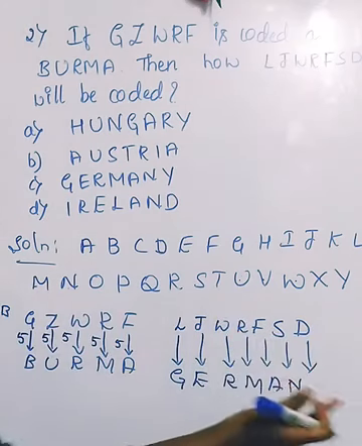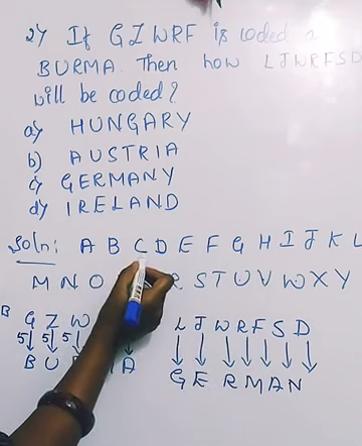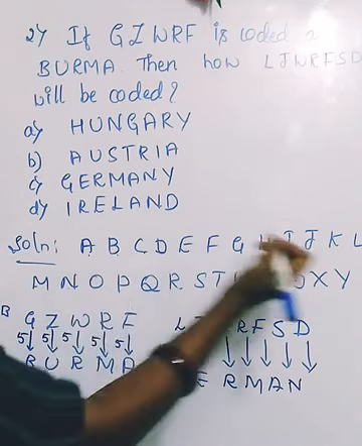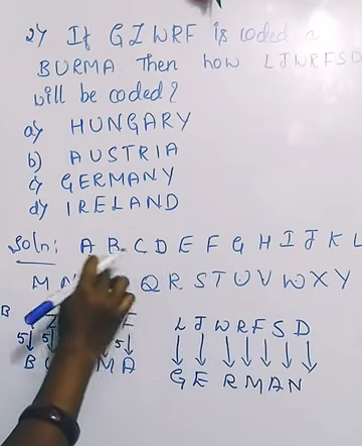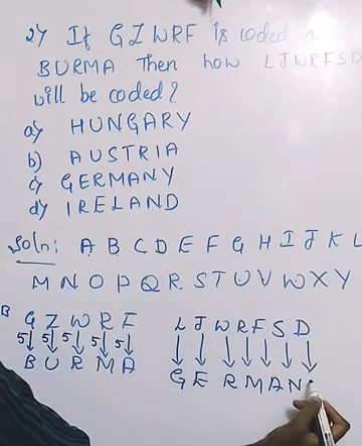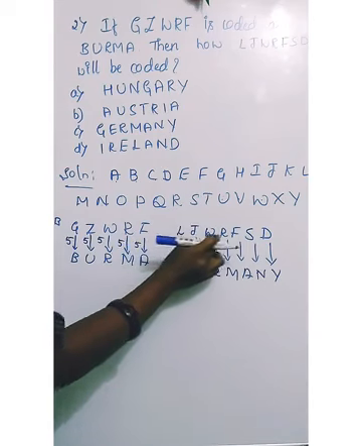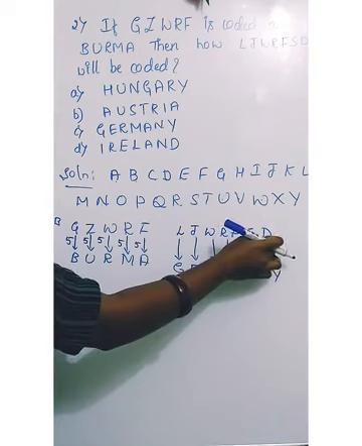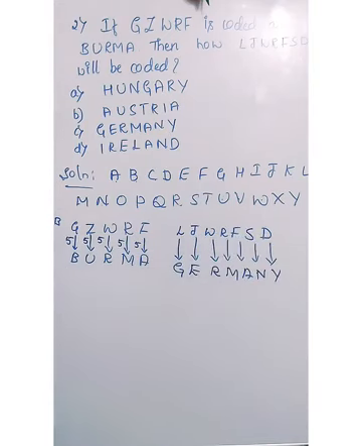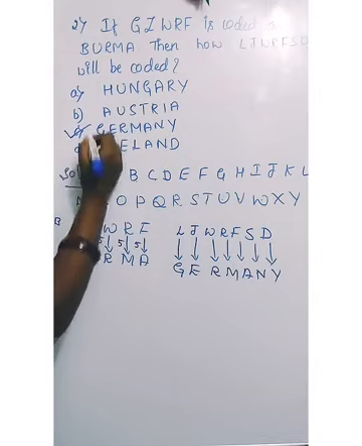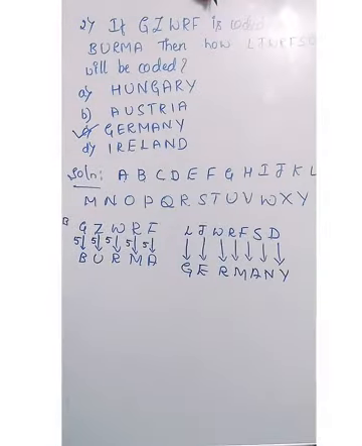Okay. The fifth letter before D is what? 1, 2, 3. We should go back to the last letter. See, 1, 2, 3, 4, 5. So for L, J, W, R, F, S, D, the coding letters we got spell Germany. Is this available in the options? Yes, it is available. See, option C. We move on to the next step.